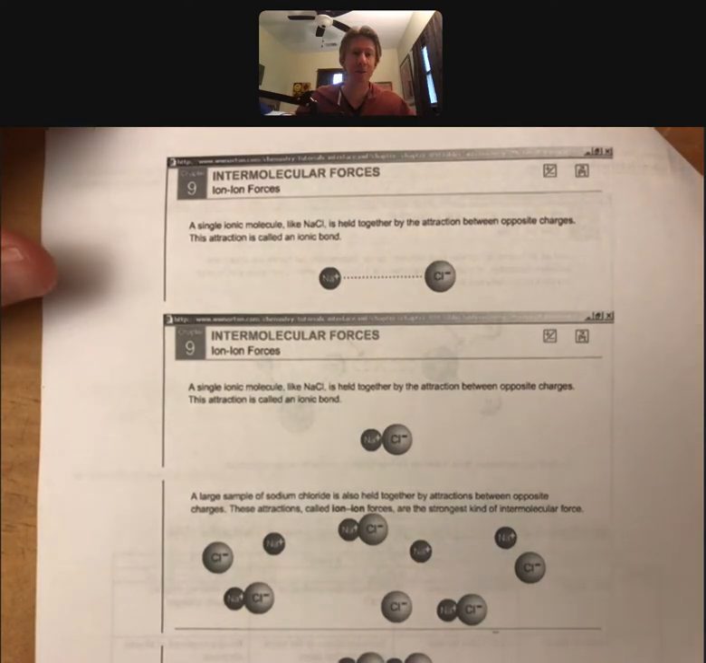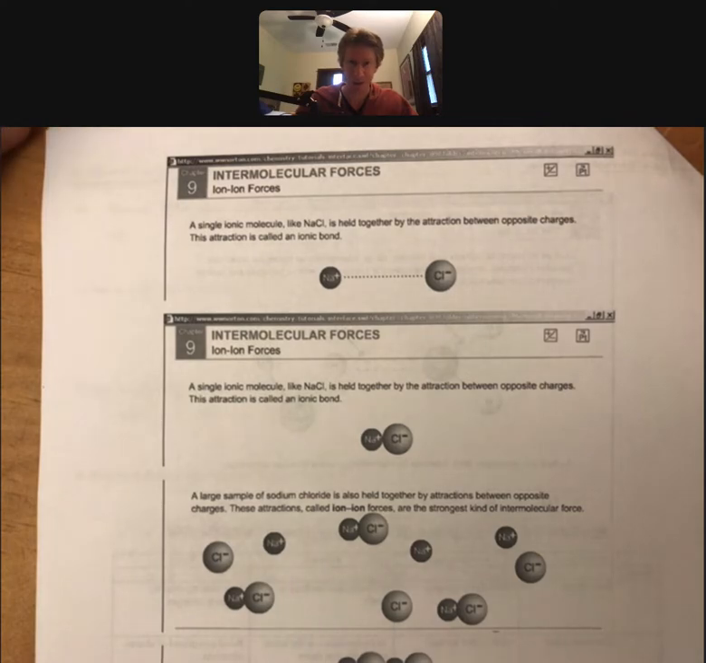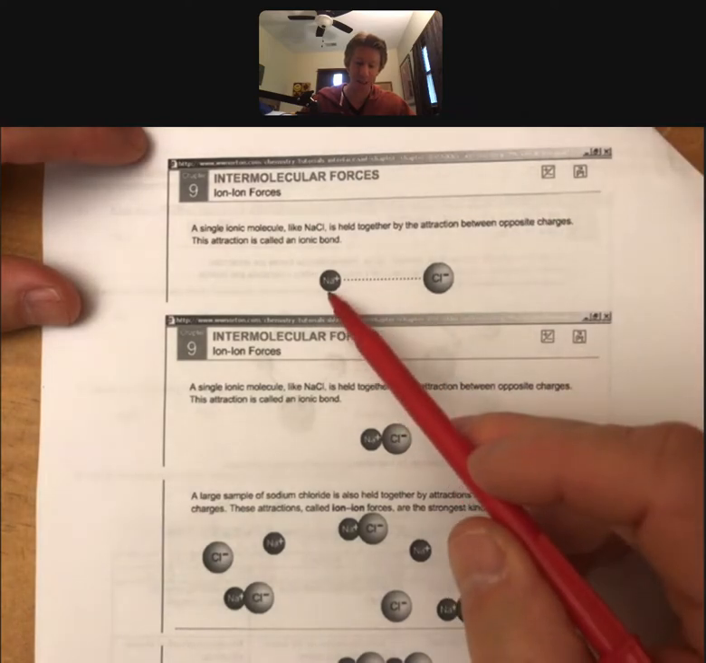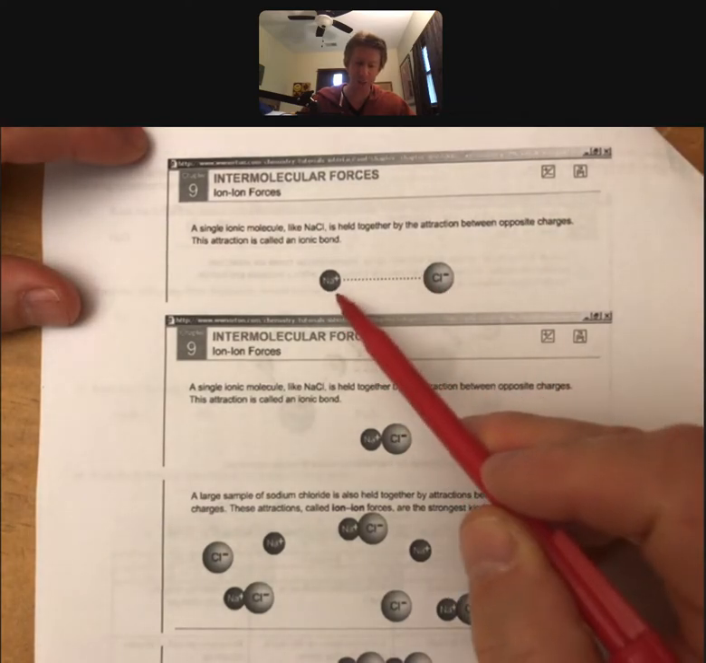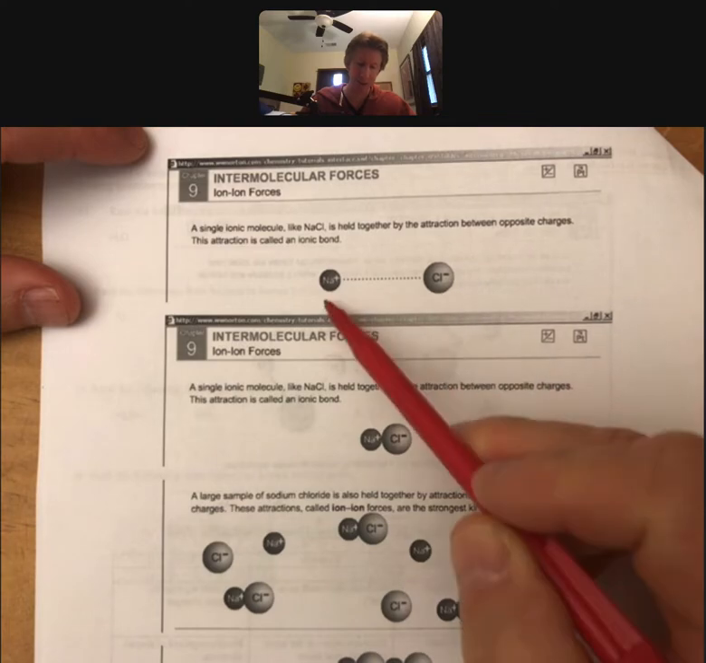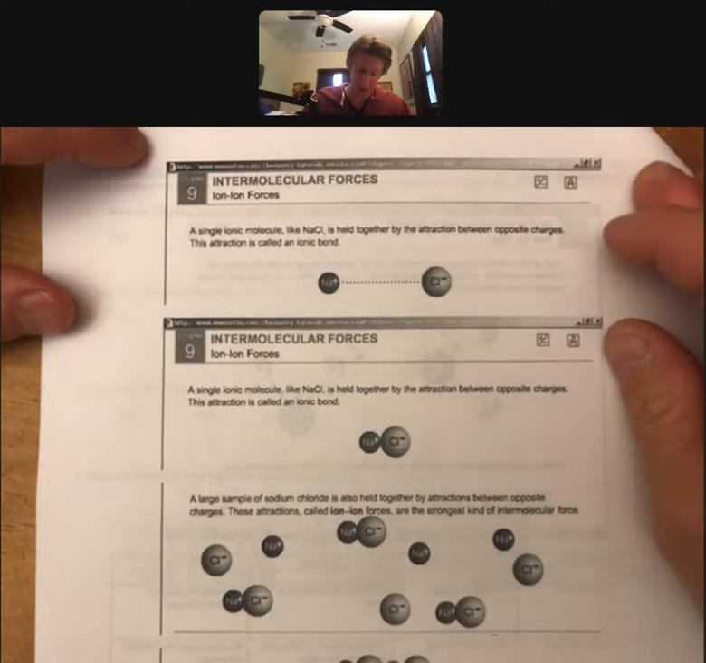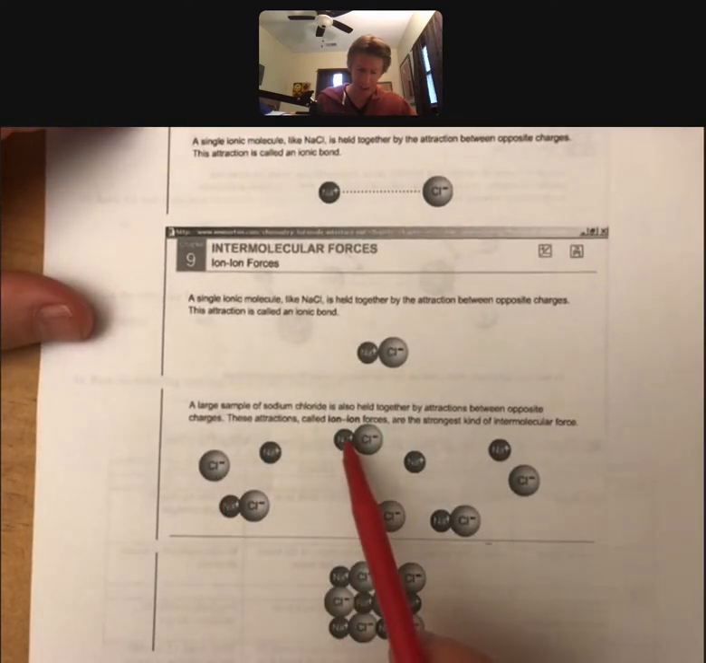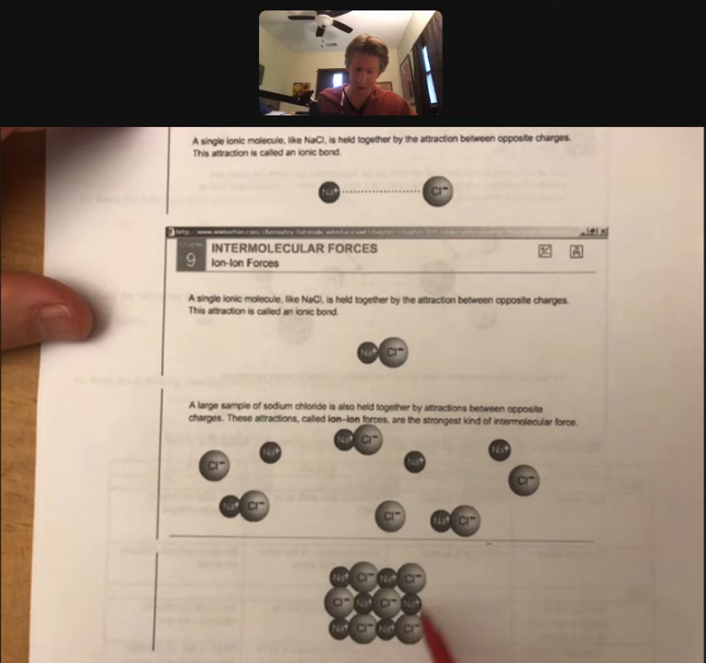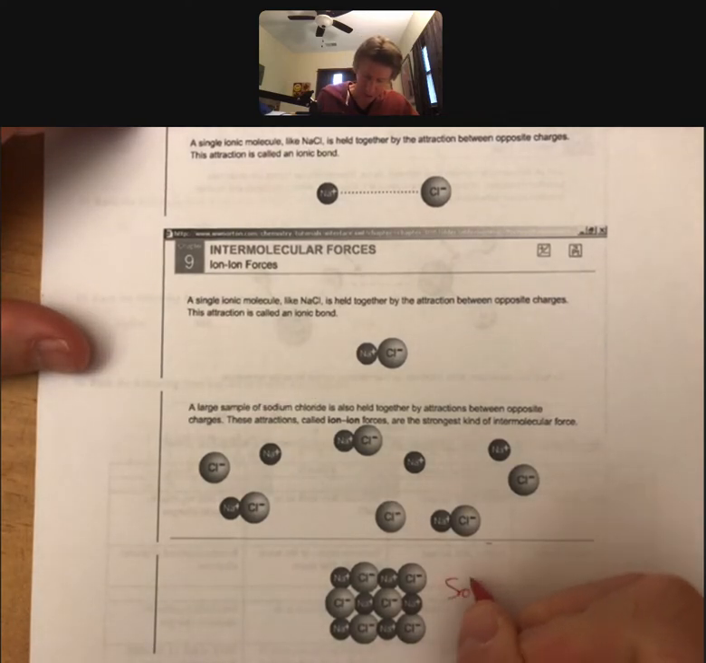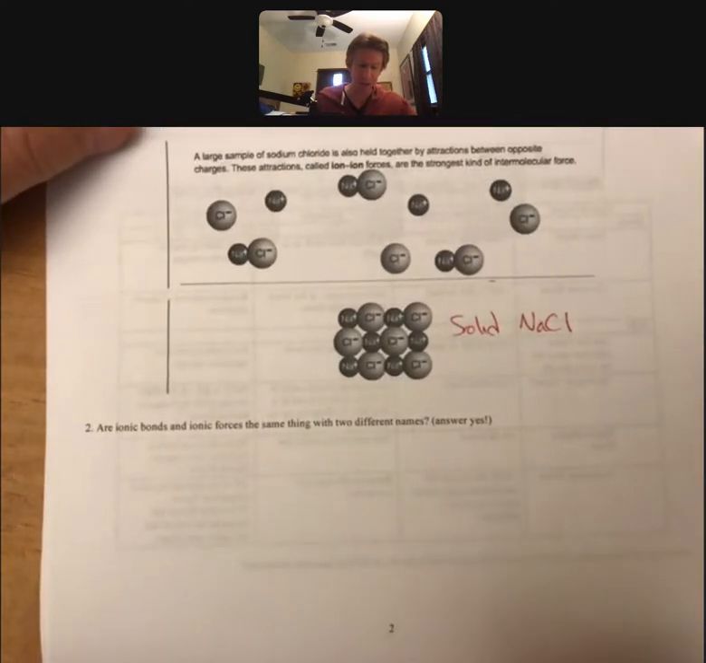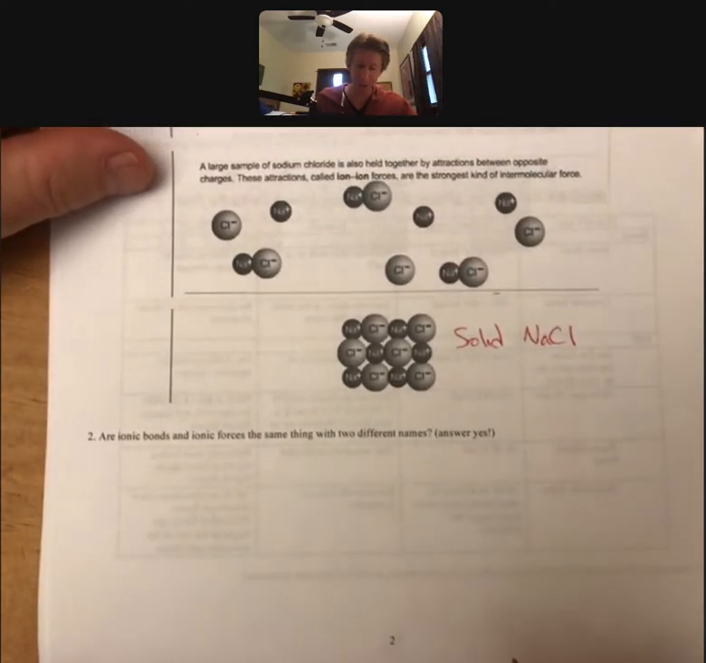And we've seen this in a number of different places, including when we talk about double replacement reactions. Now, again, it's the same thing. It's called ion-ion forces when it's the intermolecular force between two different ions. Positive and negative ions are attracted to each other. We get a whole bunch of these, and this is a picture of solid NaCl. Ionic bonds and ion-ion forces are the same thing with two different names.